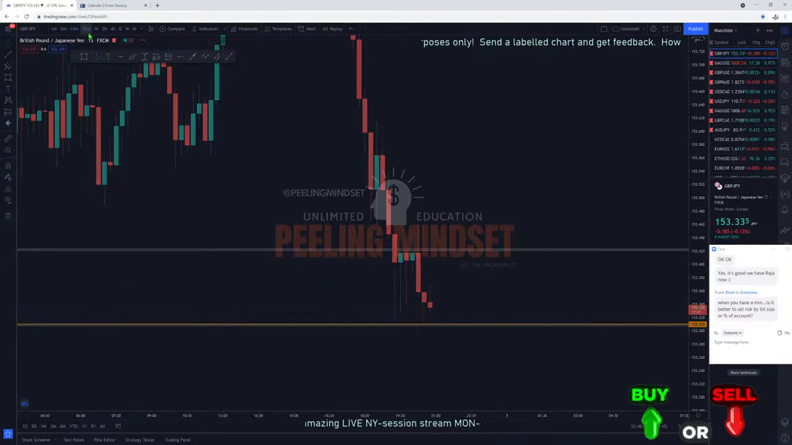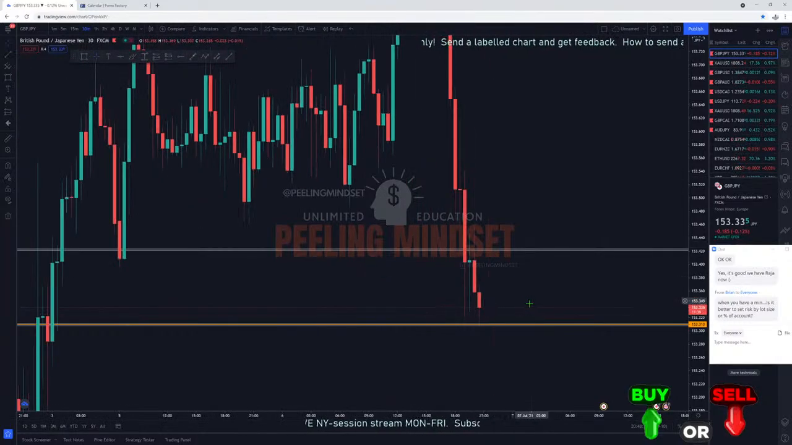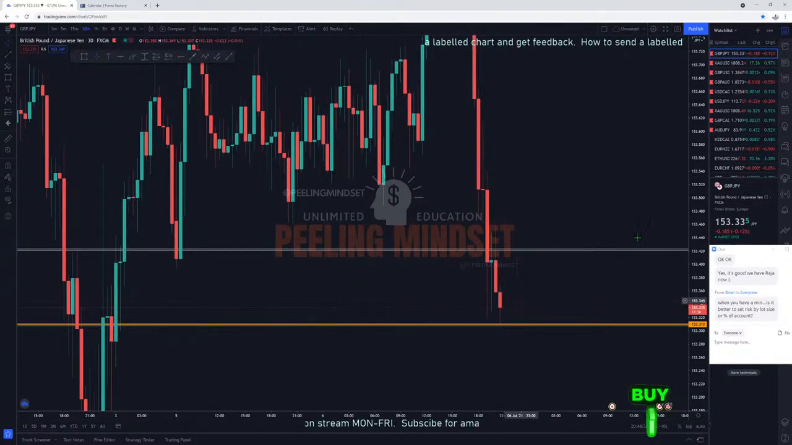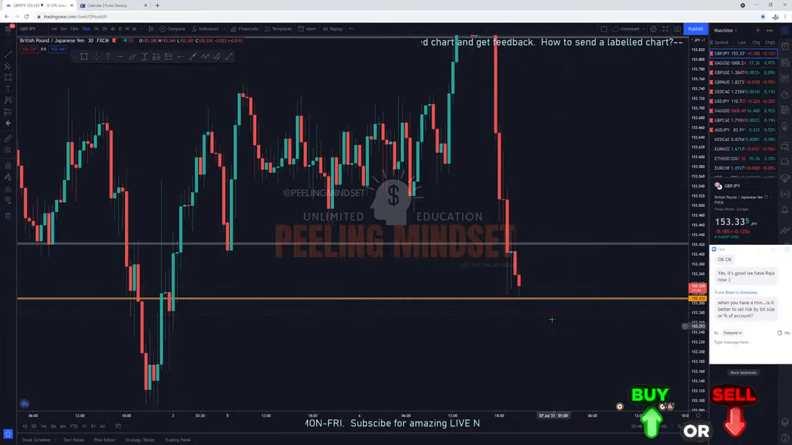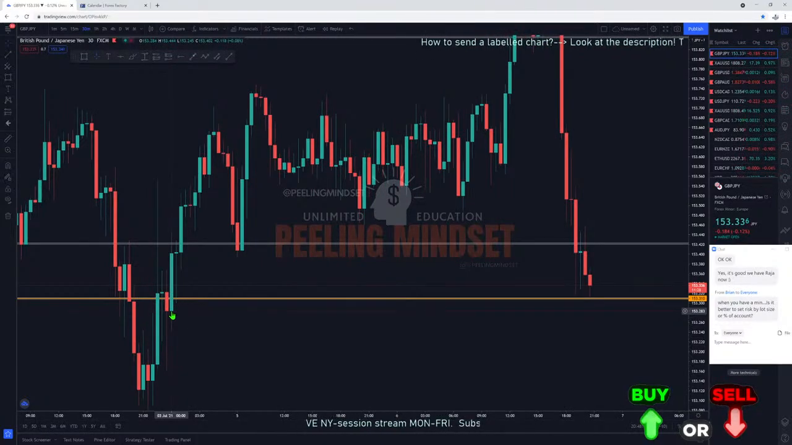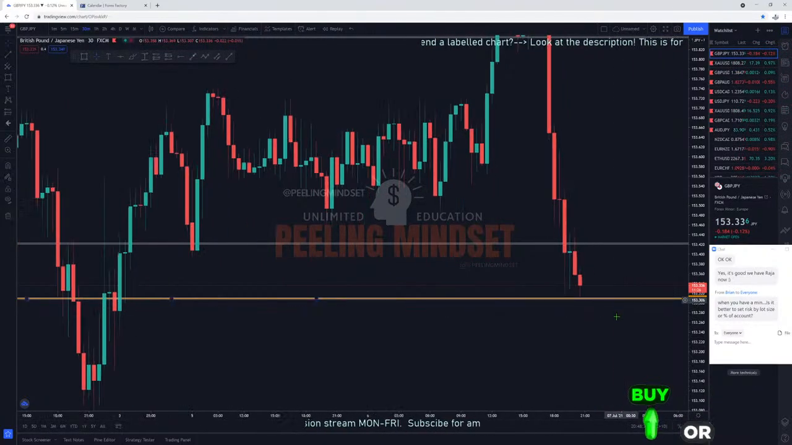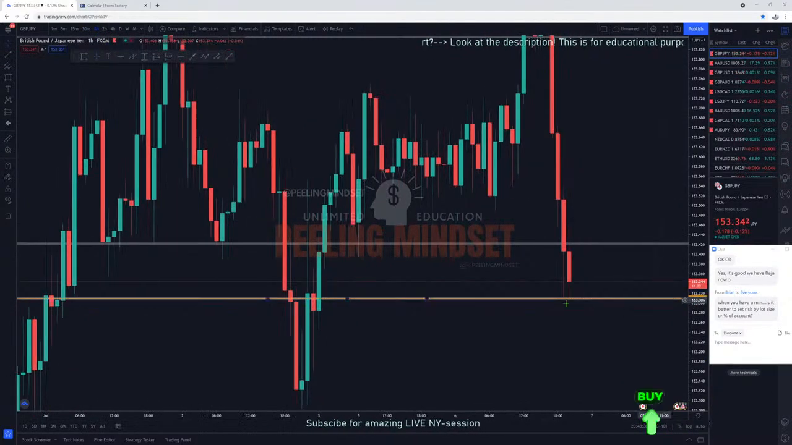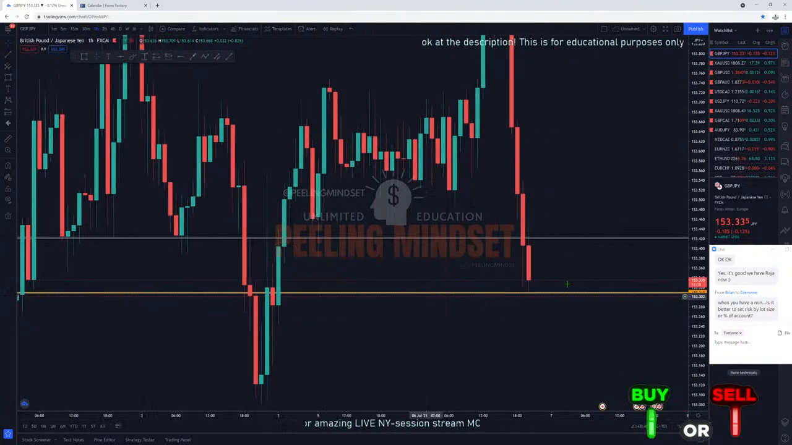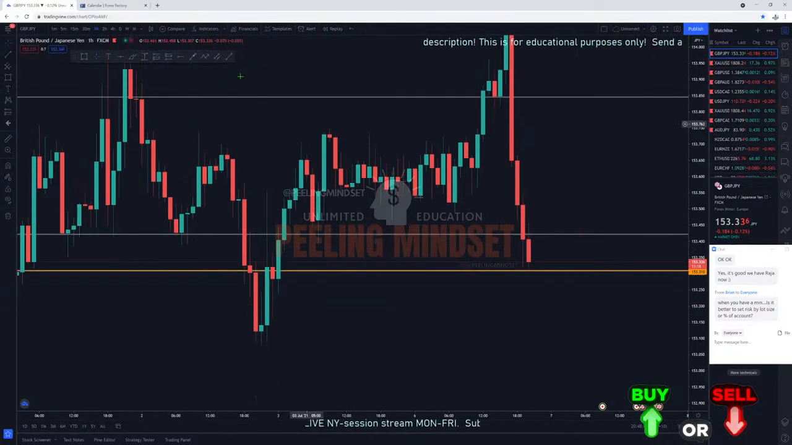So I'm not in any sort of position yet. I'm going to wait for this 30-minute candle to close. And if this 30-minute candle closes bearish, eventually, and below 153.310, obviously there is a support on the left-hand side, which is something to look out for. But I primarily want to see price closing below 153.310. That could actually give me signs for a selling situation.